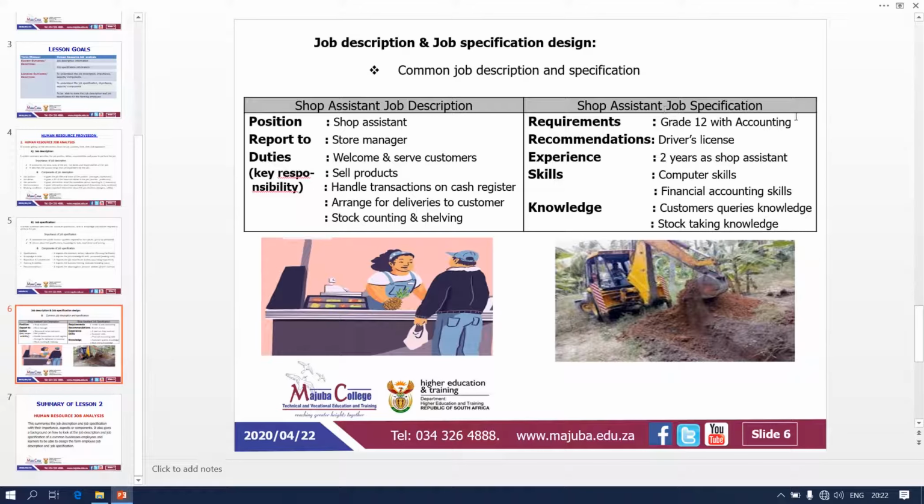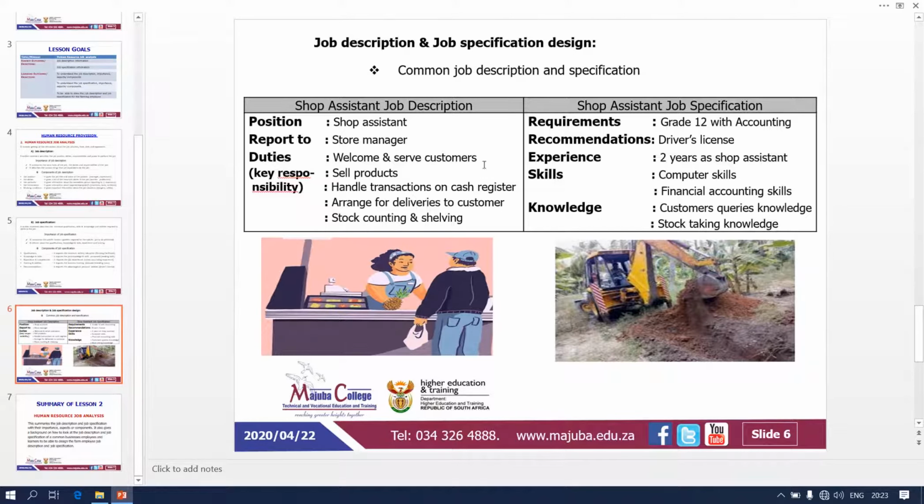Let's look at the job specification now. What are you having with you? You've got a grade 12 with accounting, right? Because I saw the word cash. Cash needs accounting. Recommendations, driver's license. So if I'm not available as a person, like here, 2 years experience. What skills? Computer, financial accounting skills, knowledge, customer query knowledge, and stock taking knowledge.